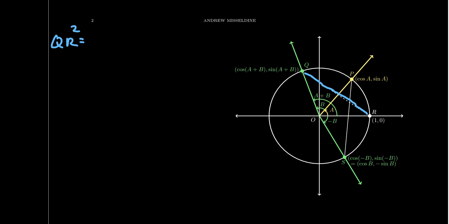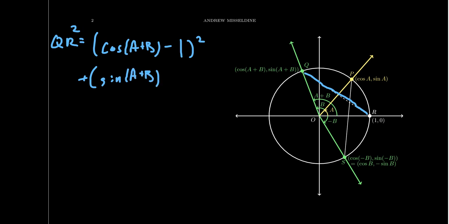So QR squared will equal the difference of their x-coordinates. Q's x-coordinate is cosine of A plus B. We're going to subtract that from the x-coordinate of R, which is 1. We square that, and we add that to the difference of the y-coordinates squared. So the y-coordinates are sine of A plus B, and then we subtract 0, squared, like so. Then the right-hand side, we're going to FOIL out.